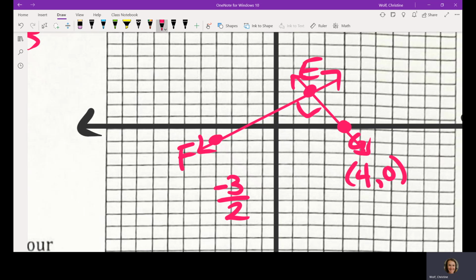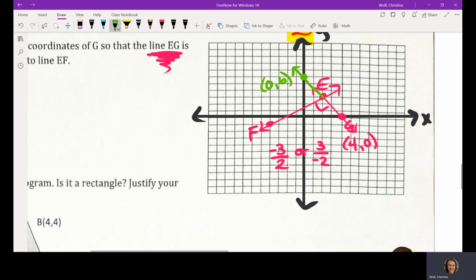But what can I do with that negative? I can assign it to the 2. And if that's the case, from here, from my E, I would go up 3 to the left 2, and that forms the same line. So that's another option for G. Okay? So star it, highlight it, whatever you got to do. I promise you that's on the test. Okay?